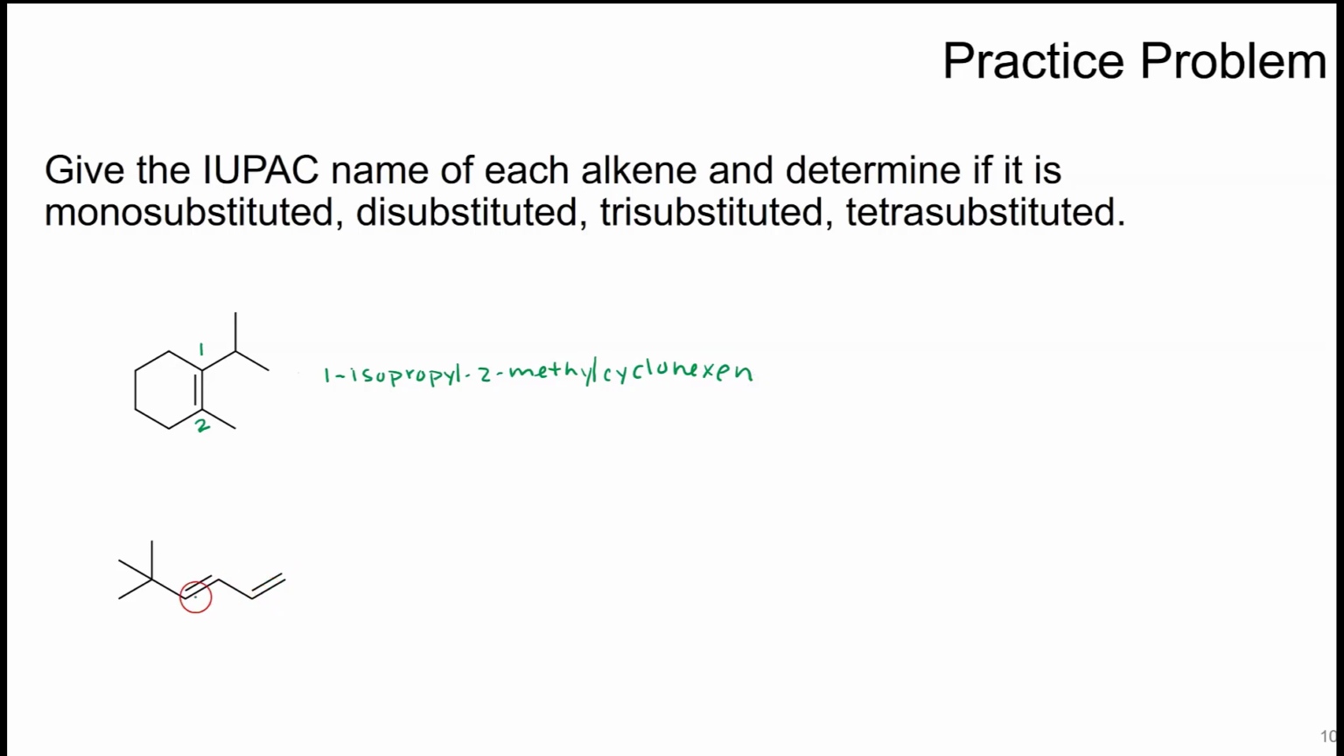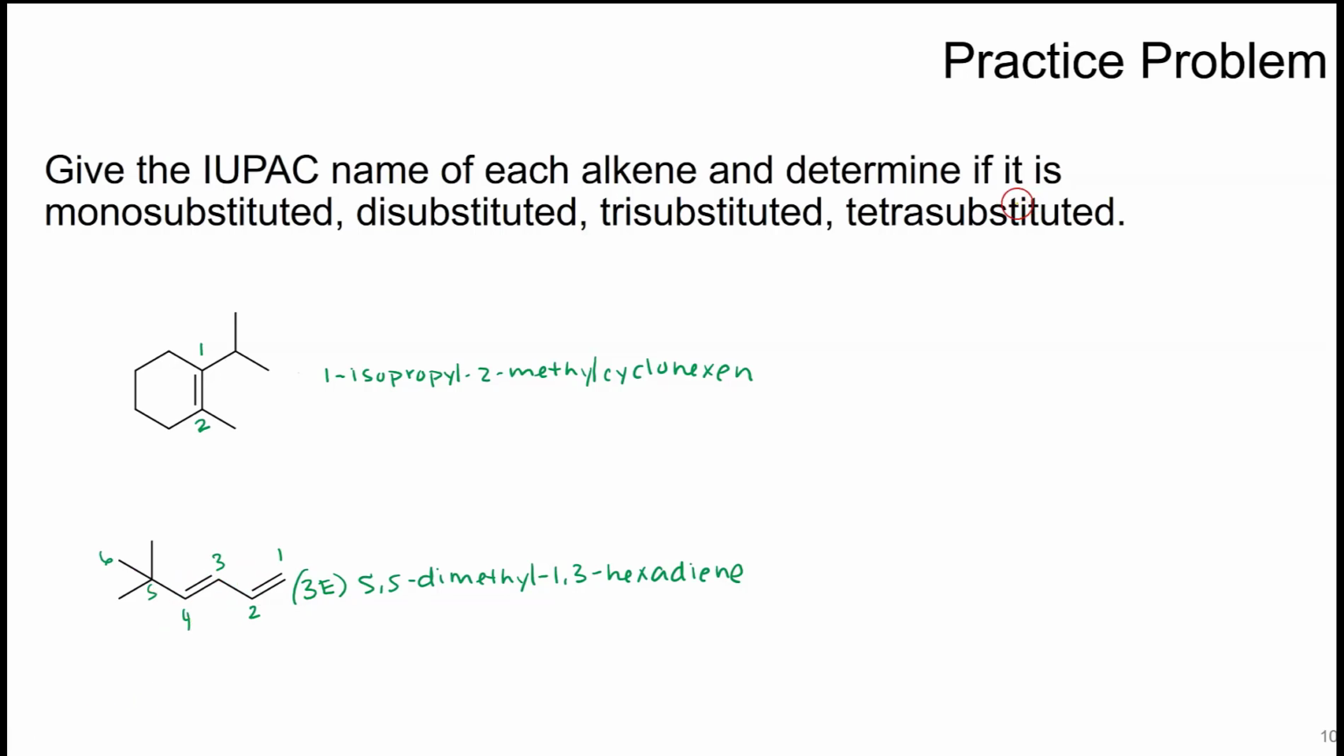Here we want a number to give the alkene the lowest numbering. This would be 5,5-dimethyl-1,3-hexadiene. And if we really wanted to be correct here, we would do 3E. And that's referring to the double bond. There is an E double bond or trans.